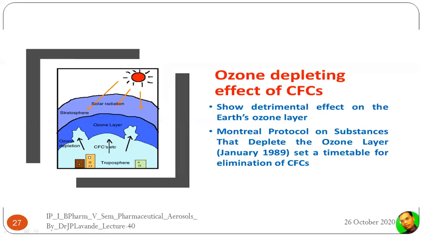That is, this ozone layer is responsible for maintaining the cool nature of the earth. But because of this depletion, because of its removal, the total temperature keeps on increasing. So that is what is known as global warming.